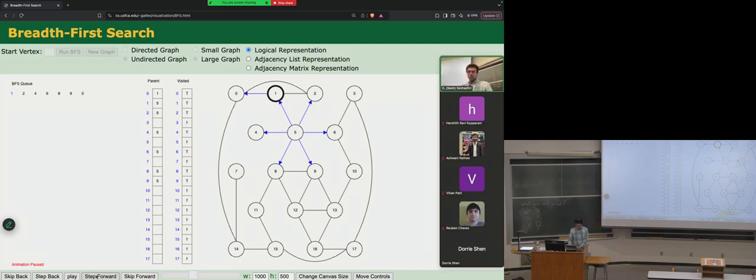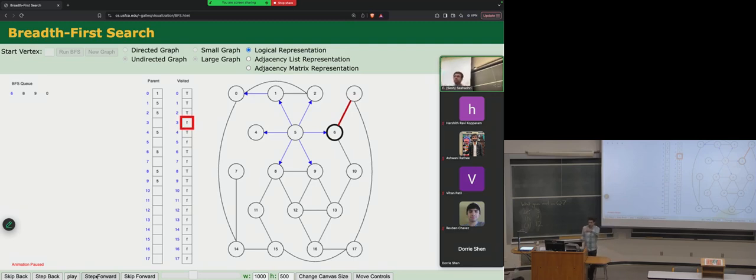So step forward. Okay, so now what's at the head of the queue? It's 2. But then all of 2's neighbors have already been visited. So there's nothing to be done there. So 2 essentially just passes through the queue. 4 just passes through the queue. But 6 has a neighbor 3. And so 3 is going to go in the queue, and then 10 is going to go in the queue.